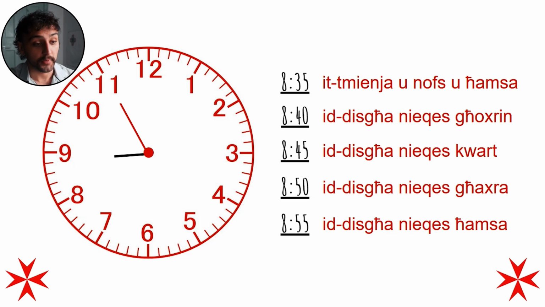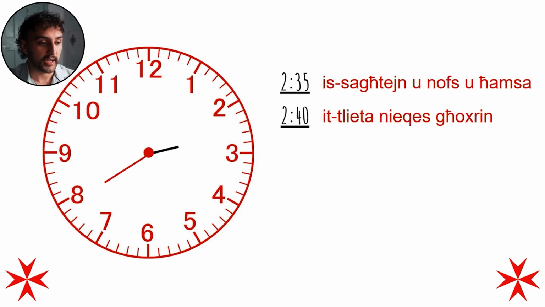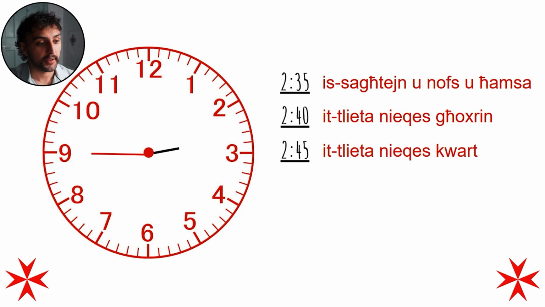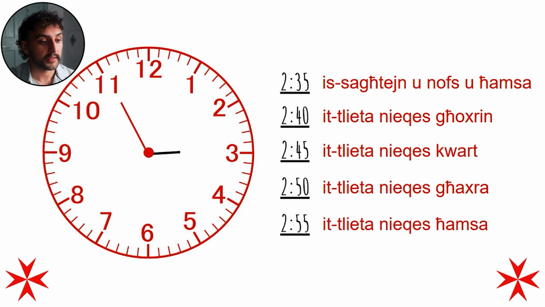Now let's quickly run through the left side of the clock for 2 o'clock, just as we did for the right side of the clock. So for 25 to 3, you've got issatein unofs u hamsa. For 20 to 3, you've got itlieta ni es oshrin. Then we have itlieta ni es quart. Then we have itlieta ni es ashra. And then we have itlieta ni es hamsa. So now you've been told all of the different clock faces for both 2 o'clock and 8 o'clock.